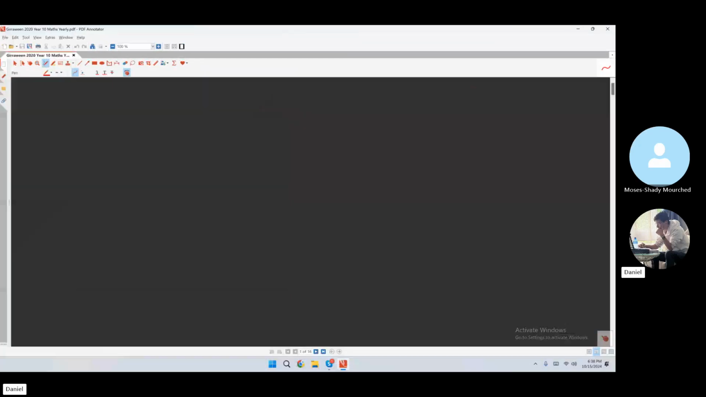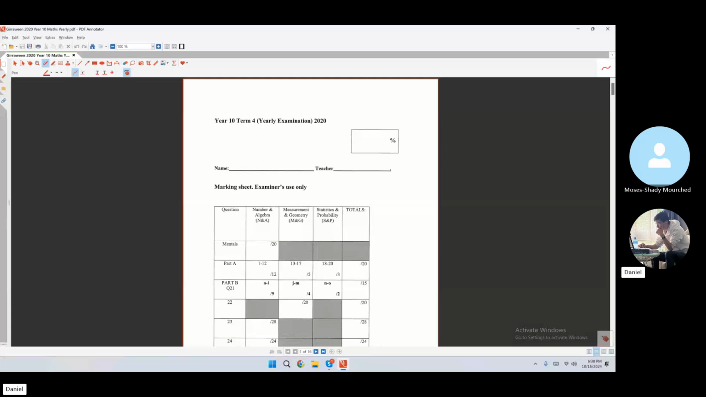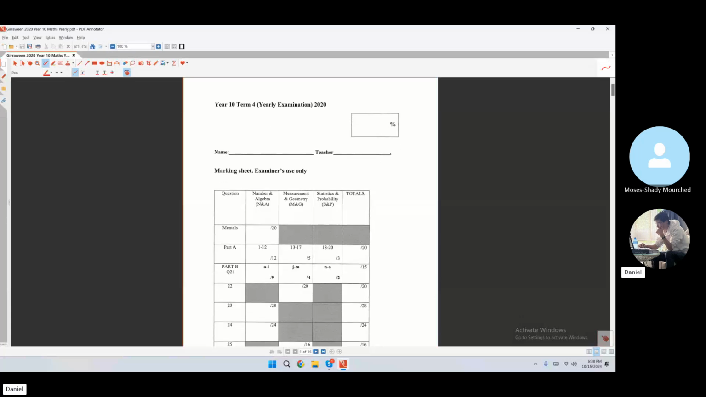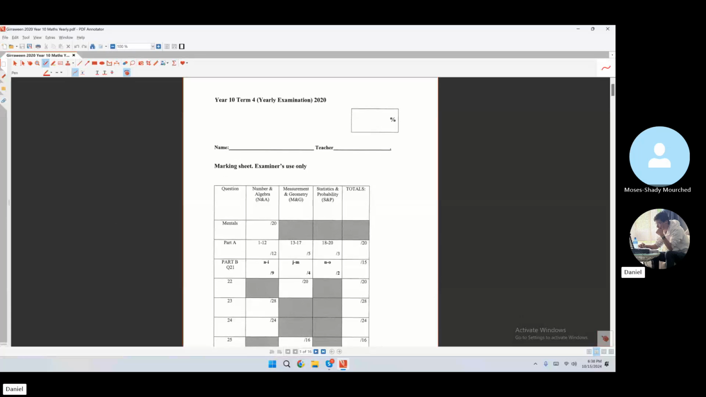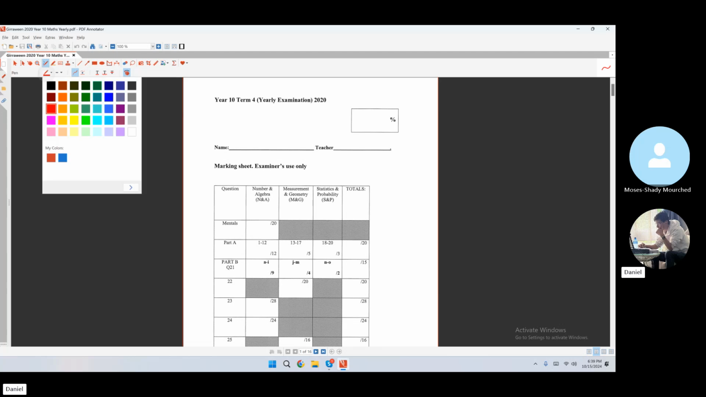Let's go ahead and do this paper. If you haven't seen the question before, let me know. Okay, so what do we have here? Numbers in algebra, measurement, geometry, and statistics and probability. Which topics here have you done or not done, so I can get an idea of what to teach? I've done algebra. I haven't done more.